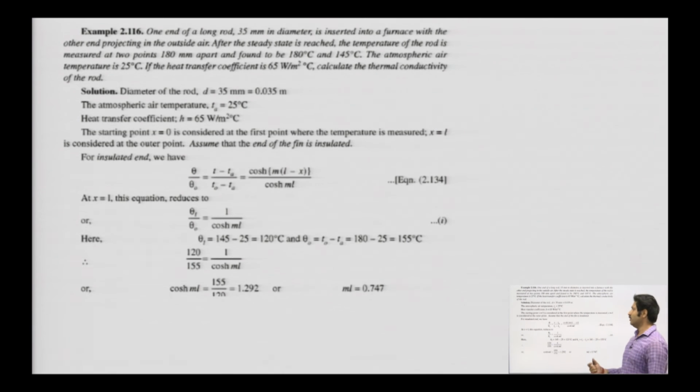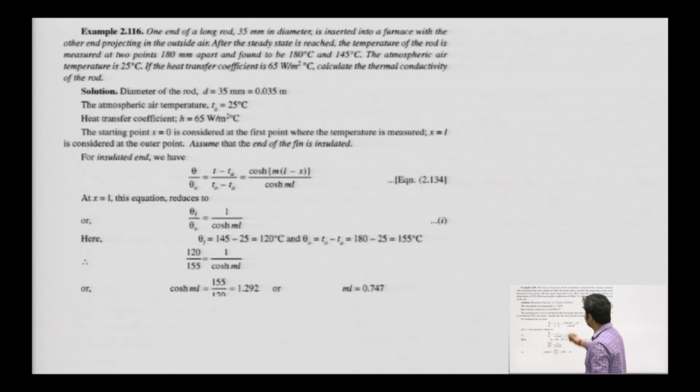Now the next thing. Once again, one end of a long rod 35 mm in diameter is inserted into a furnace with the other end projecting into the outside air. After the steady state is reached, the temperature of the rod is measured at 2 points 180 mm apart and found to be 180 degrees Celsius and 145 degrees Celsius. The atmospheric air temperature is 25 degrees Celsius. If the heat transfer coefficient is 65 watts per meter square degree Celsius, calculate the thermal conductivity of the rod.